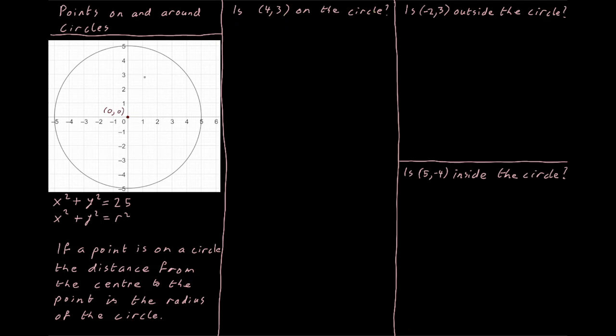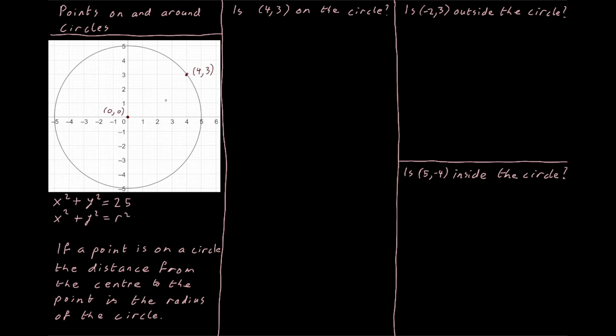Well, we have the diagram here, so we're going to have a quick look and see whether it is or not. We start at the origin, go in the door 4, up the stairs 3, and we can see that we do in fact end up on our circle. So we're expecting the answer in this case to be yes, 4, 3 is on our circle. So how are we going to show this algebraically? We are going to get the distance between 0, 0 and 4, 3, and if that's the same as the radius of our circle, then our point must be on our circle.